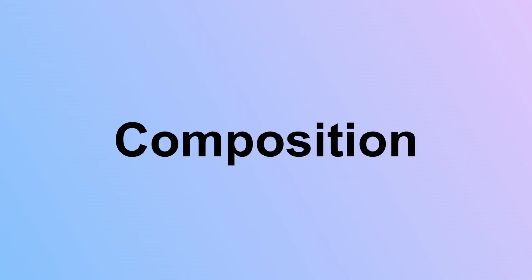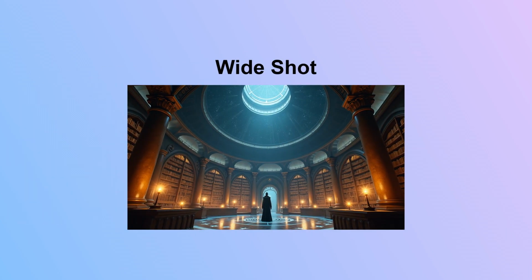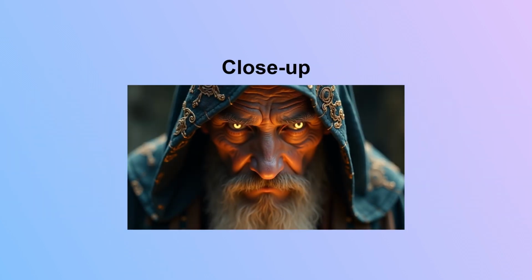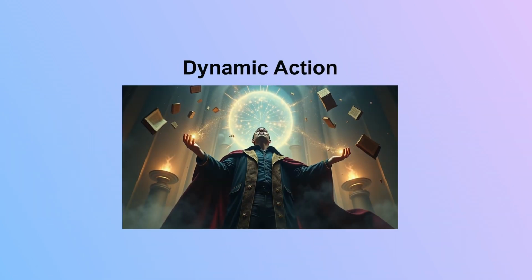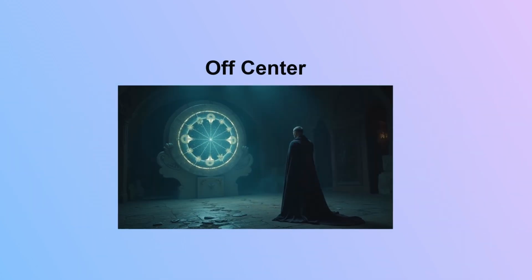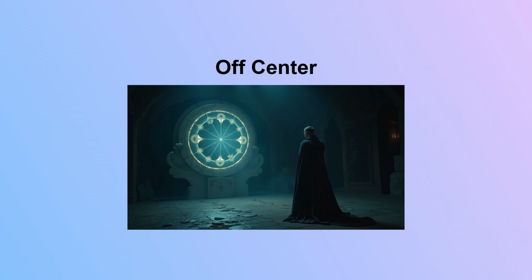After that, composition. This is where you specify how elements are arranged within the image. Is it a wide shot showing the full landscape, a close-up portrait focusing on facial details, a dynamic action shot, or slightly off-center from the main character of the picture to create visual interest?